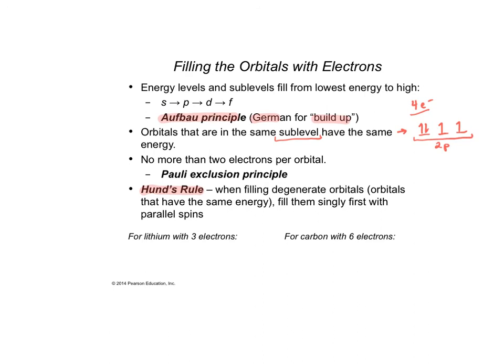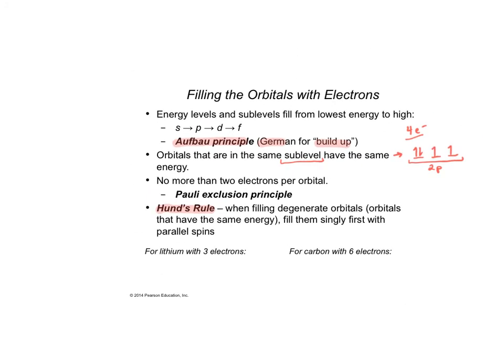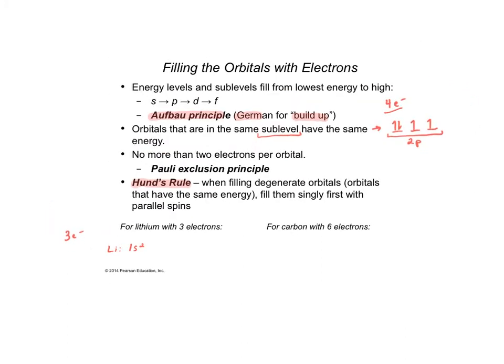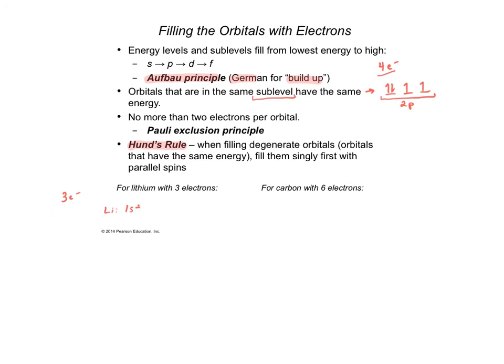Okay, so let's look at lithium, right? This is the big question with respect to lithium. For lithium, we have 3 electrons, and so our electron configuration will start with 1s2. That's the first orbital that we'll fill. The next one in energy is the 2s orbital.